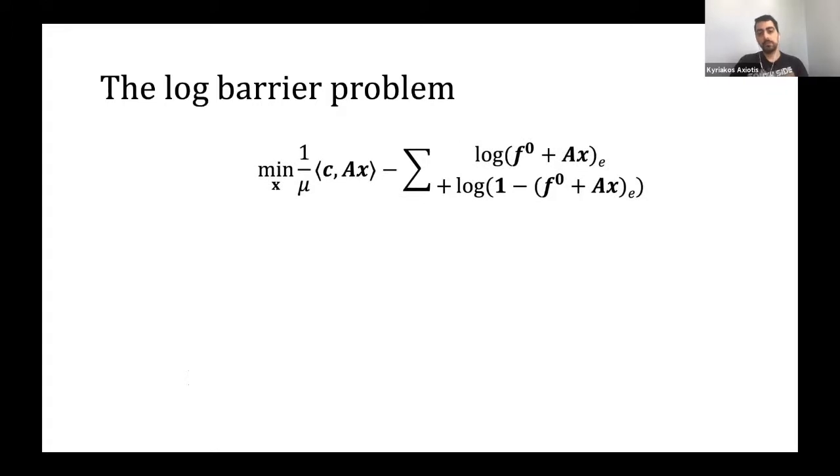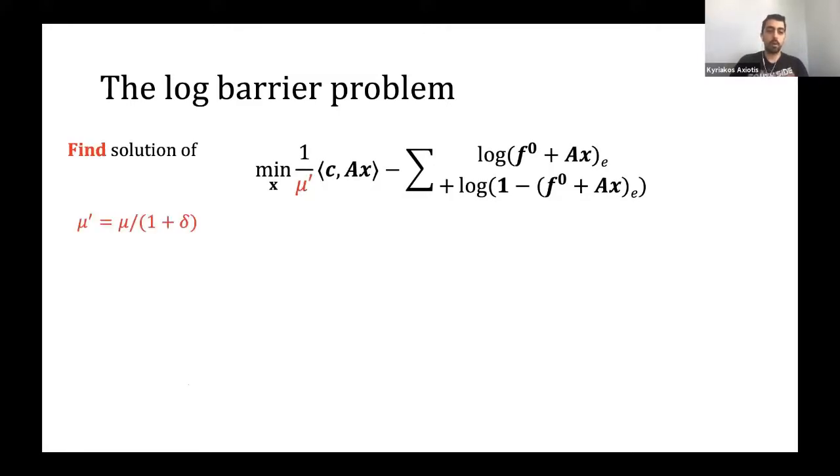So more specifically, each step of the method will proceed as follows. We have an optimal solution for this problem. And we want to find an optimal solution for the same problem, but for a smaller parameter mu. So we have a mu prime to be mu over 1 plus delta, and we want to find a solution for this problem.